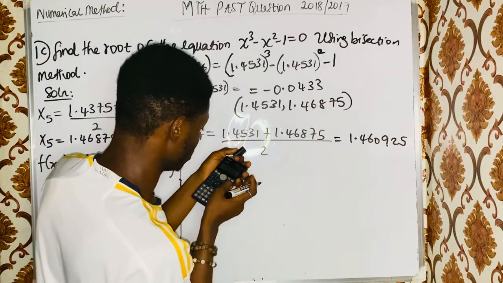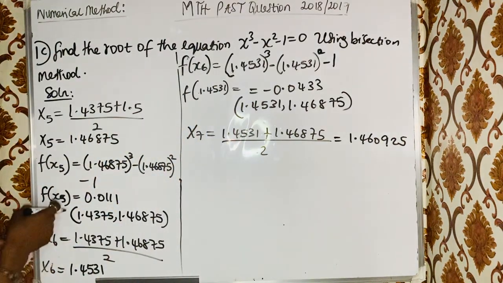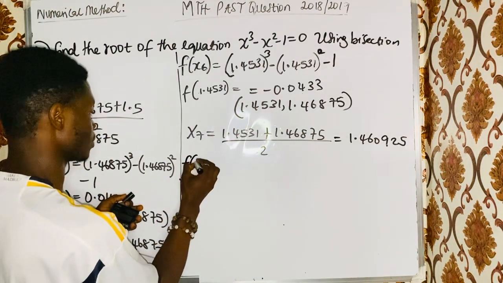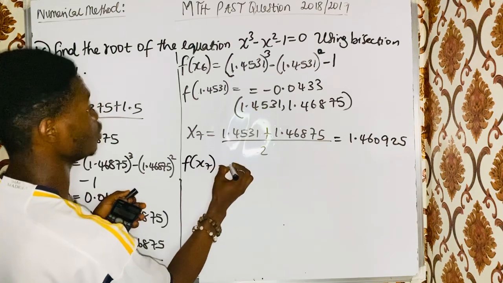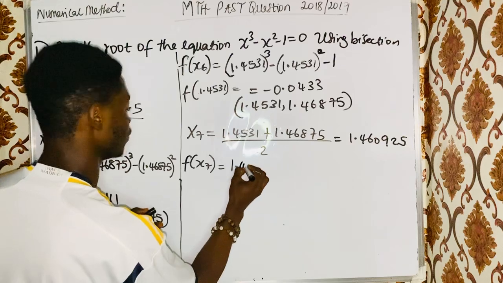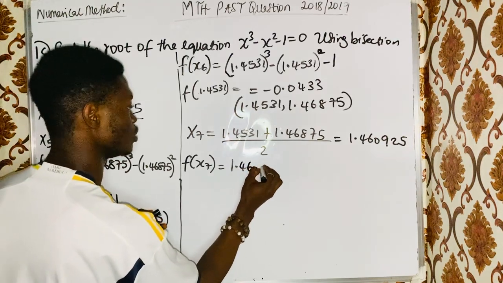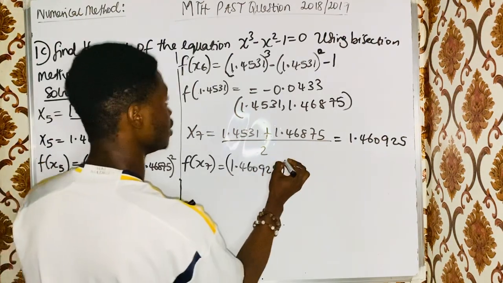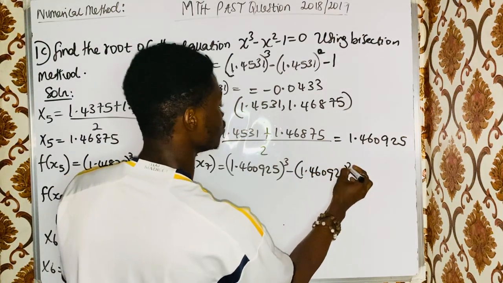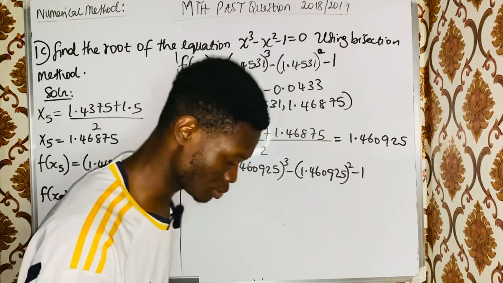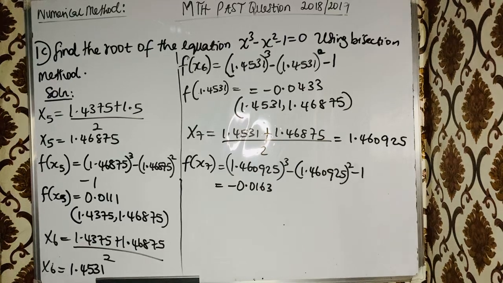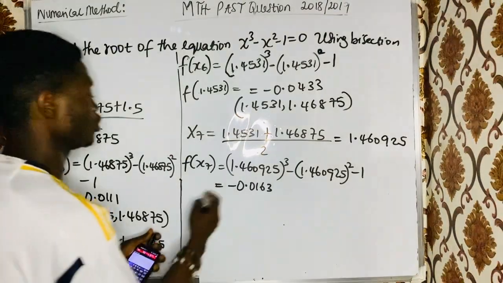So have I been approximating these values to 3 decimal places? Okay, I've been keeping the full values. So my f of x7 will be 1.460925 cubed minus 1.460925 squared minus 1. So let me use my phone. When you do it well, you are going to get this. So our f of x7, if you do it well, you are going to get this.